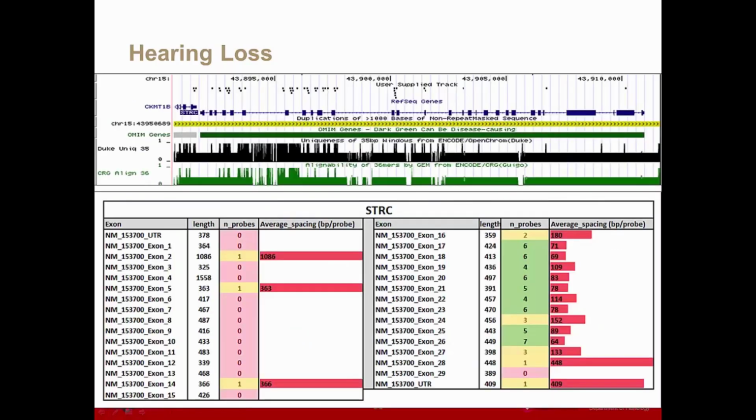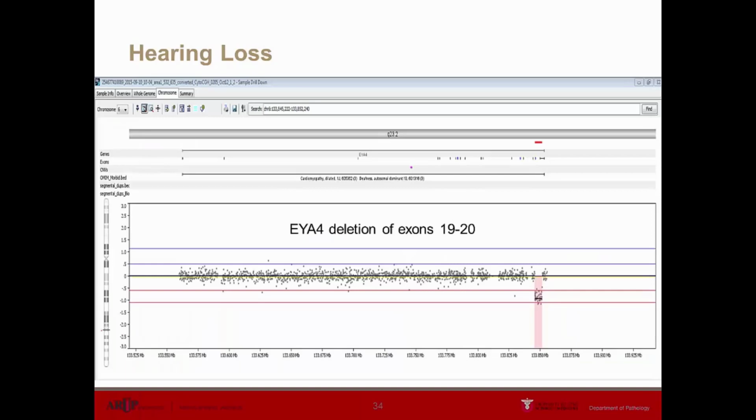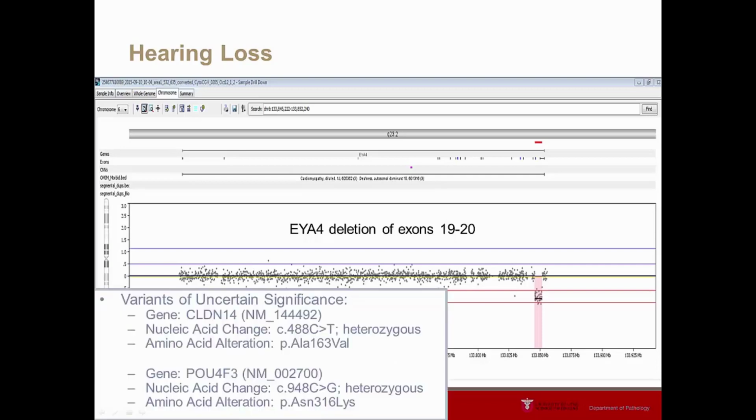And this is just an example of one of the genes that's omitted, the STRC gene, where probe placement was good only in the green exon shown here, but we were not able to get unique probes for the rest of the regions. Luckily for this patient, it didn't make a difference. There was a 5.8 kb deletion of exons 19 and 20 of the EYA4 gene that was pathogenic for this patient, and then a couple of VUSs seen by sequencing.